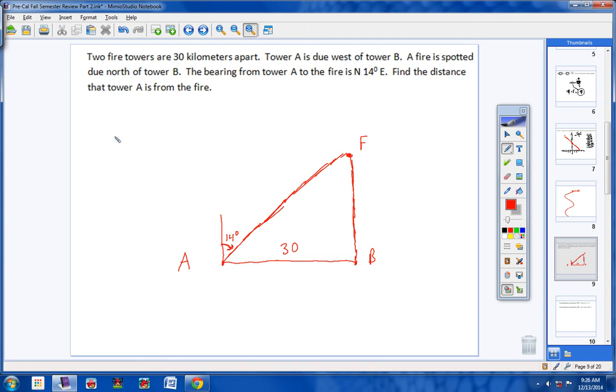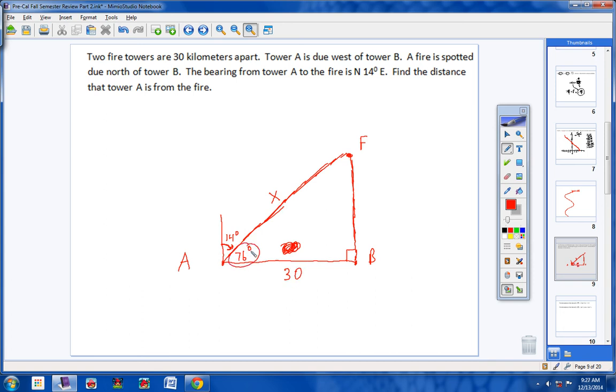Okay, find the distance that tower A is from B. So this is my X right here. Students, this is basic trig, because you have a right triangle. So this is easy. You know this is a horizontal line. You know this is a vertical line. So you know this angle here is 90 degrees. So if that one angle there's 14, then this has to be 76. Okay? And this 30 right here really should be on the outside, so it's easier to see. There we go.